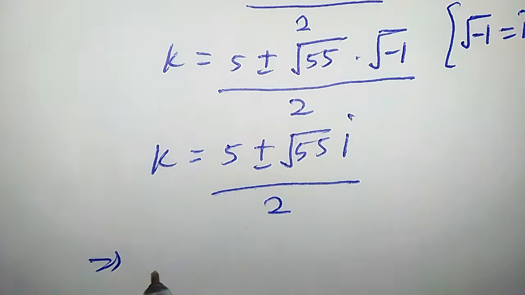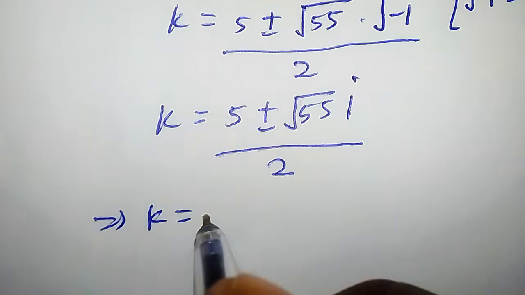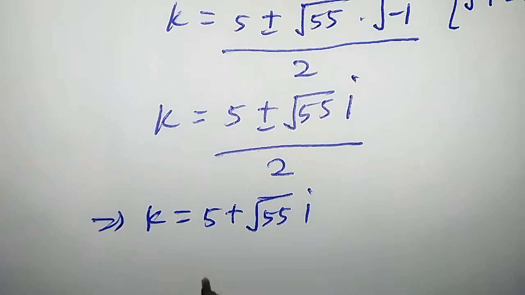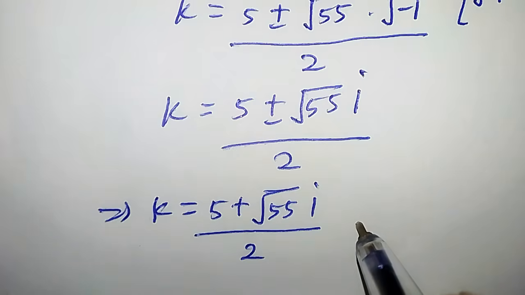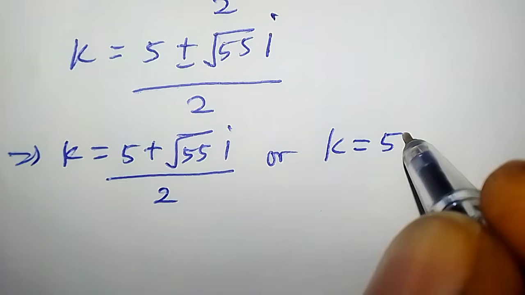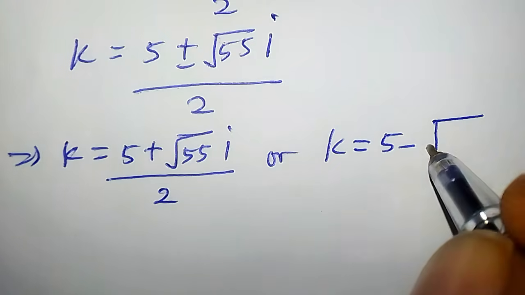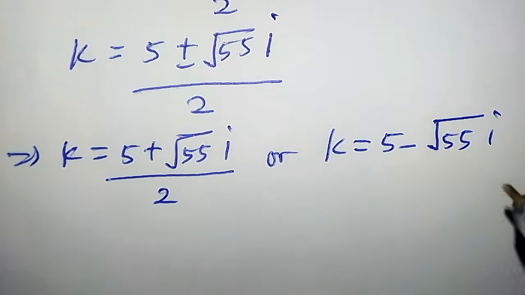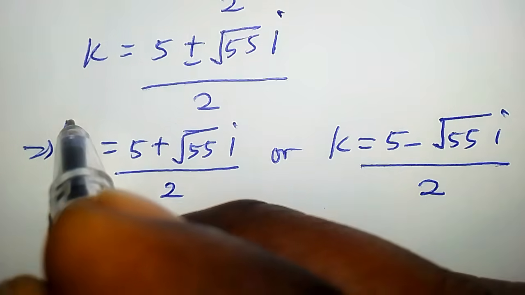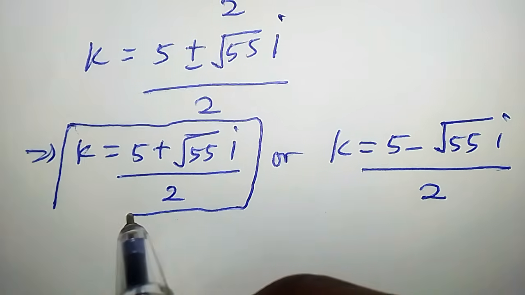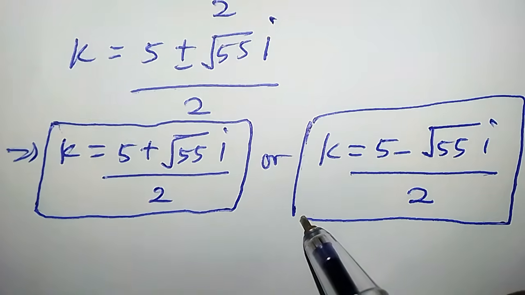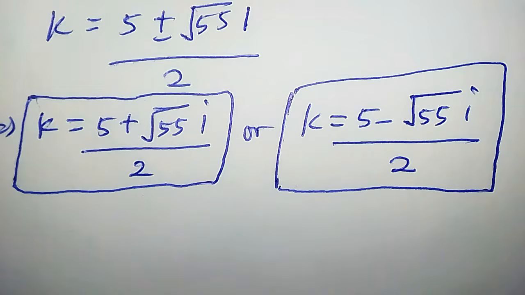This implies that k is either equal to 5 plus square root of 55 times i, divided by 2, or k is equal to 5 minus square root of 55 i, all divided by 2. This is the second solution, while this is the third solution for this algebra problem.